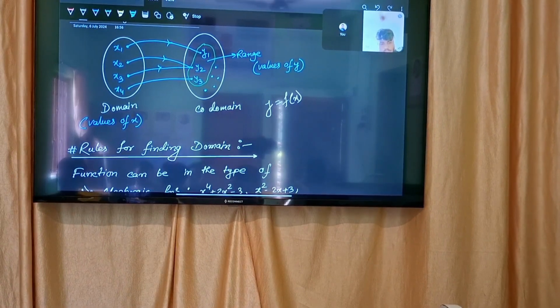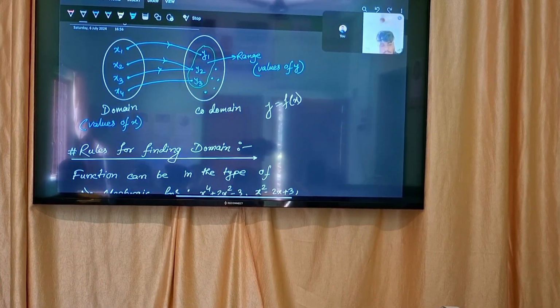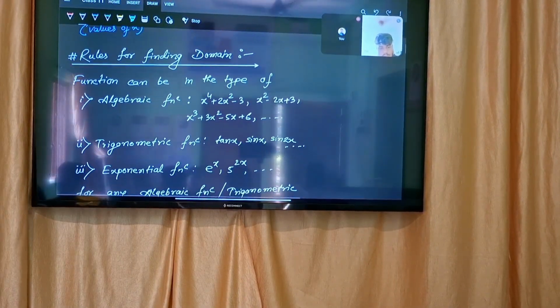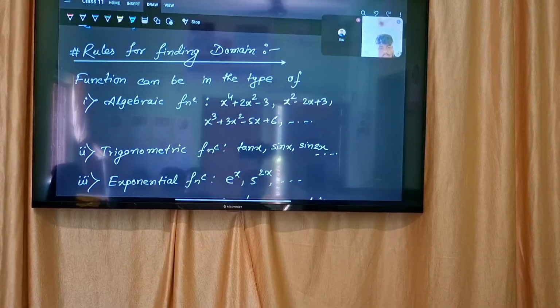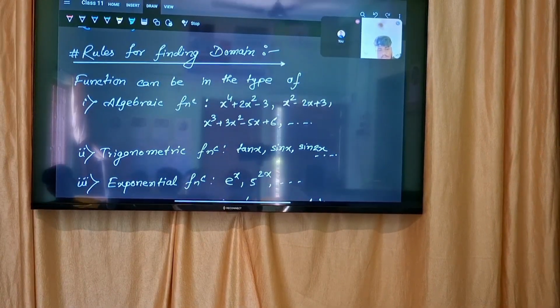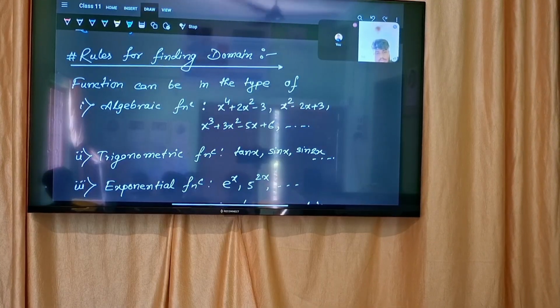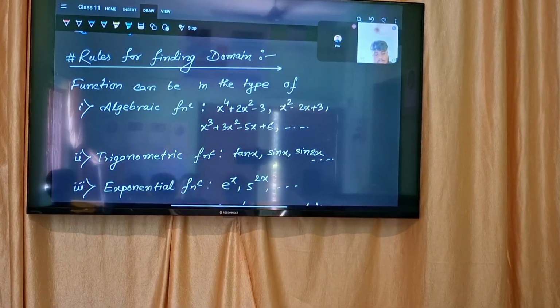For algebraic function, or how many types of function I have said in the first example? 3 types of function: algebraic, trigonometric, exponential.